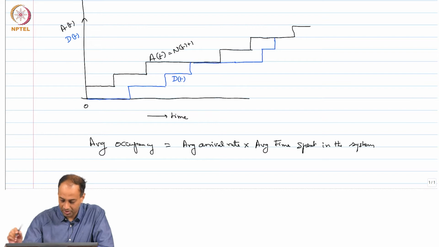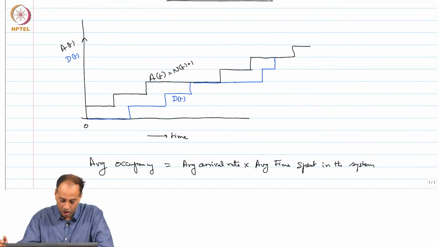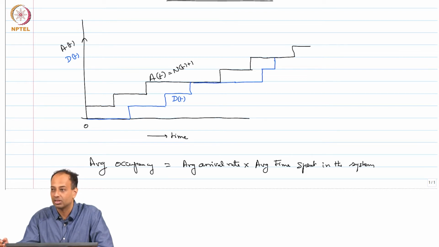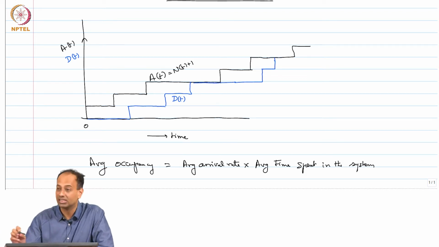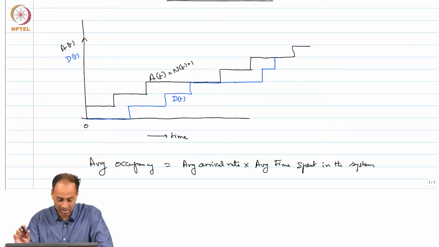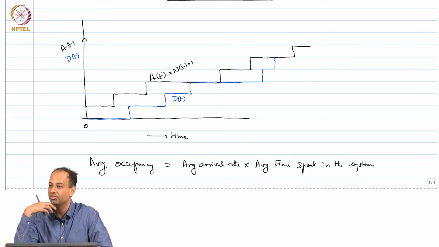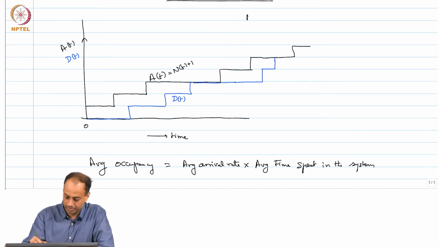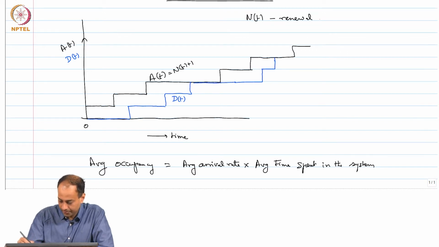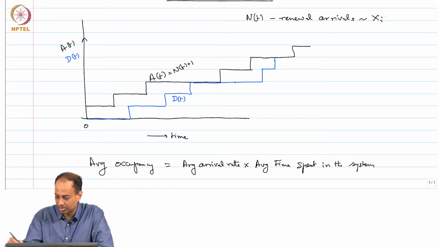So, if you look at this picture that I have drawn, this black step function is the arrivals. There is an arrival at 0; the system starts at 0, then there is an arrival to an empty system. This black step denotes the arrival process A(t), which is N(t) plus 1. N(t) is the renewal process of arrivals, and these are distributed as some xi.